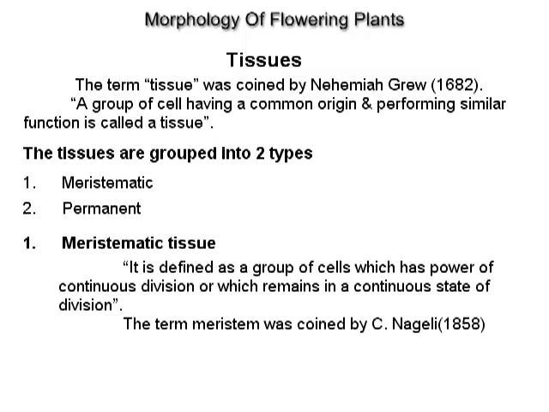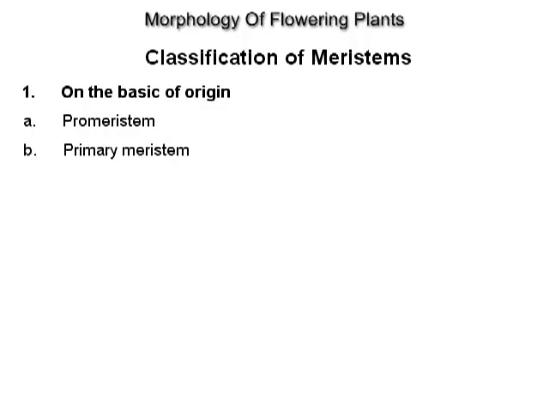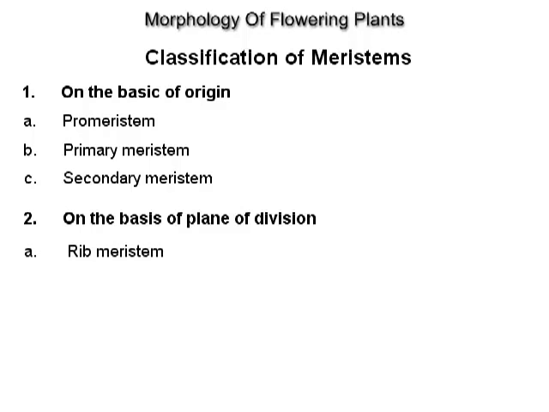Meristematic tissue. It is defined as a group of cells which has the power of continuous division or which remain in a continuous state of division. The term meristem was coined by C. Nageli in 1858. Classification of meristems on the basis of origin: promeristem, primary meristem, secondary meristem. On the basis of plane of division: rib meristem, plate meristem, and mass meristem. On the basis of position: apical, intercalary, and lateral.